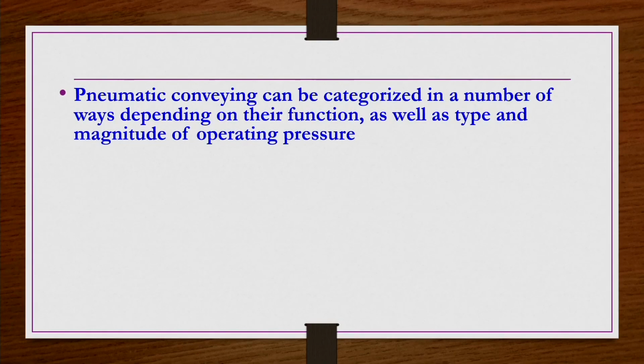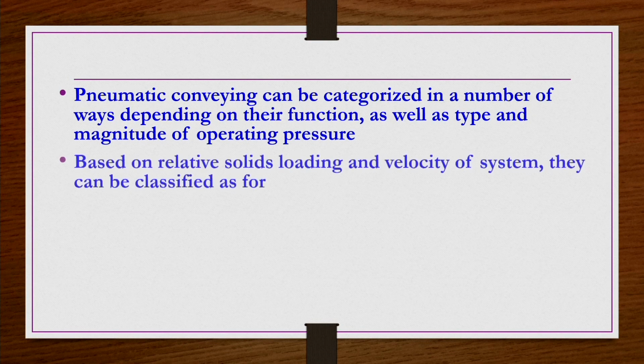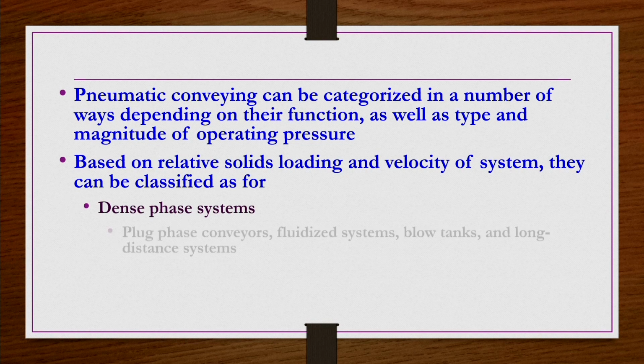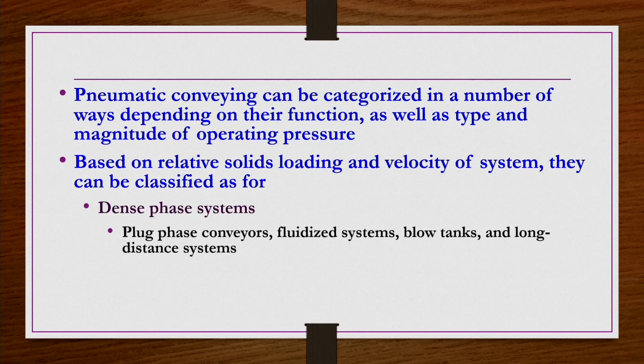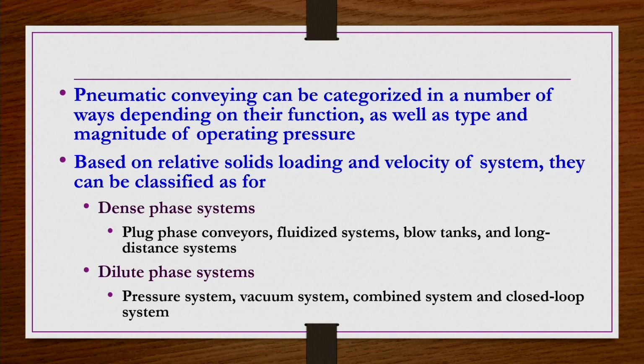Pneumatic conveying can be categorized in a number of ways depending on their motion as well as the type and magnitude of operating pressure. Based on relative solids loading and velocity of the system, they may be classified as dense phase systems and dilute phase systems. For dense phase systems, we can have plug phase conveyors, fluidized systems, blow tanks and long distance systems, whereas for dilute phase systems, we can have pressure systems, vacuum systems, combined systems and closed loop systems.